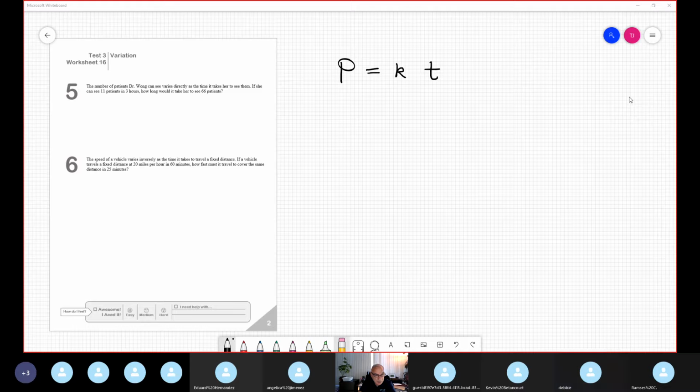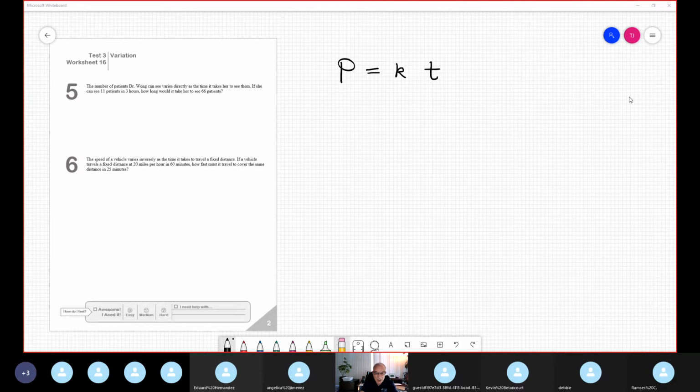Okay, so let me read. Problem number 5 says, the number of patients Dr. Wong can see varies directly as the time it takes her to see them.